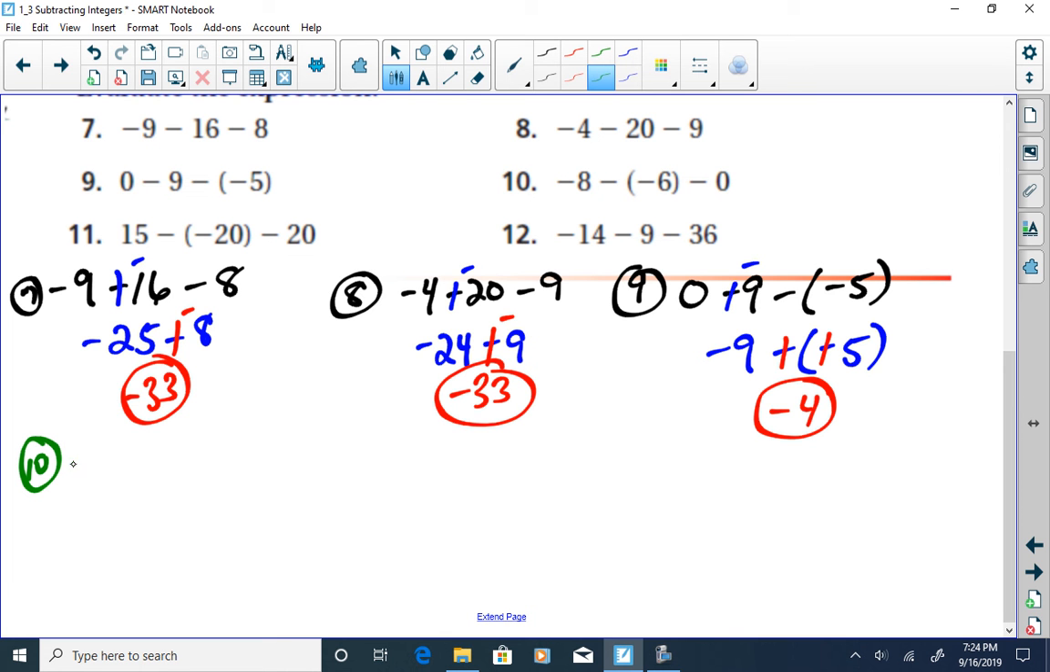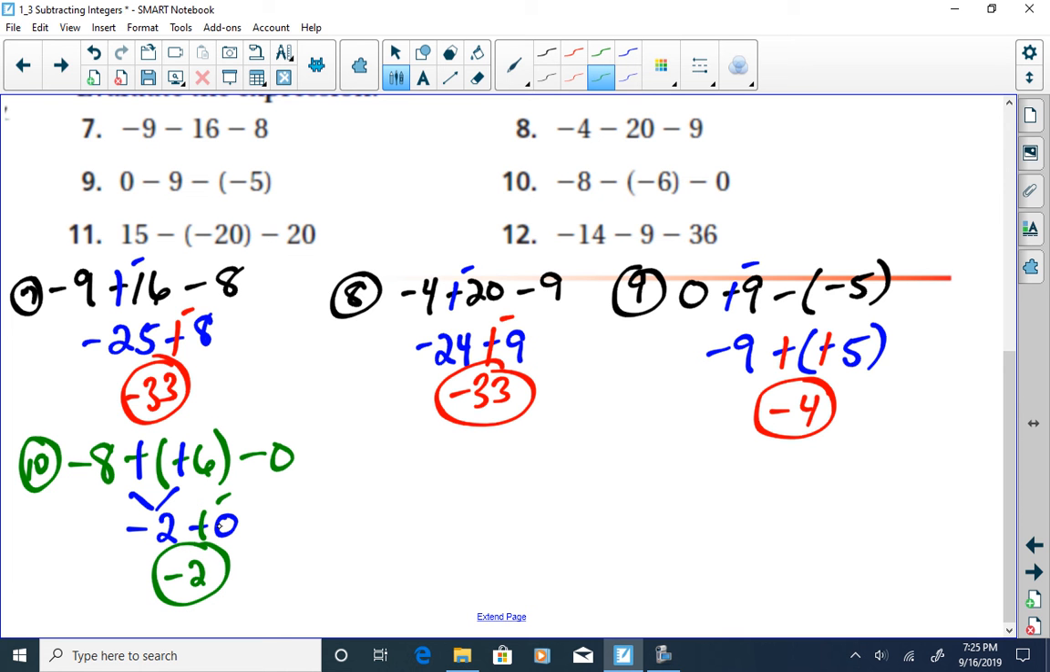Okay, let's try question number 10. Right, question 10, we have negative 8 minus negative 6 minus 0. Start with the first two integers. I see subtraction, so I use the additive inverse. Change the subtraction sign to an addition sign. Change the sign of the number that follows to its opposite. Negative 8 and 6. That's going to be negative 2. But then we still have minus 0. Add the opposite. If we have negative 2 and we add 0, that's still going to be negative 2. That's our answer.